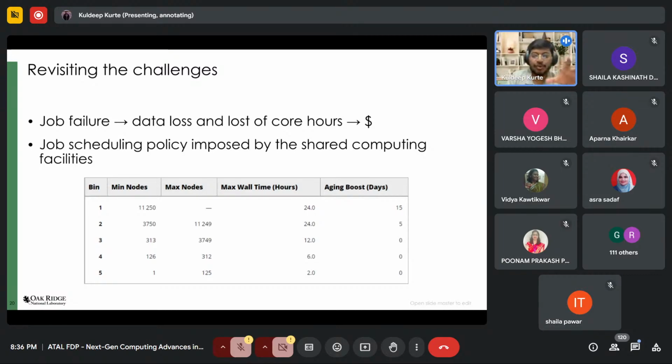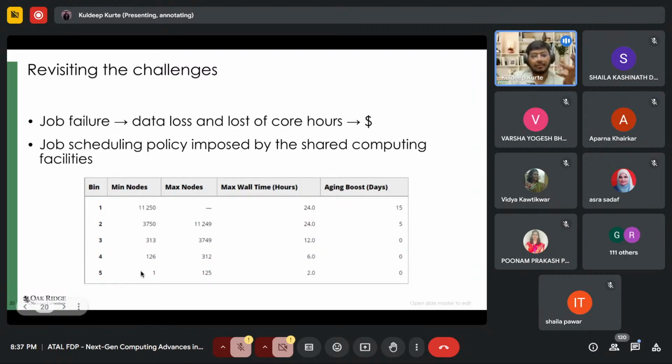So each of these computing resources or HPC environments, which are shared, tend to have a job scheduling policy. One example is the Titan supercomputing policy, and this policy is based on two specific aspects. One is how many nodes you are asking for to execute your job, and for what duration you are asking for those computing nodes.